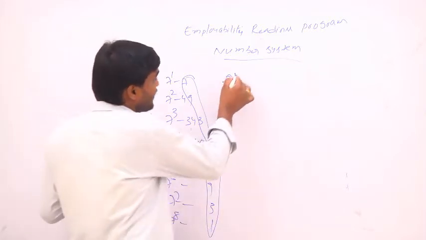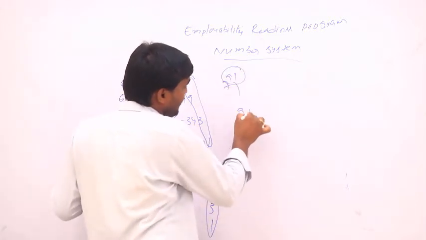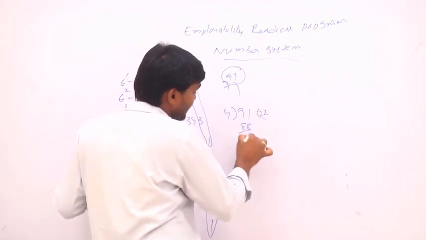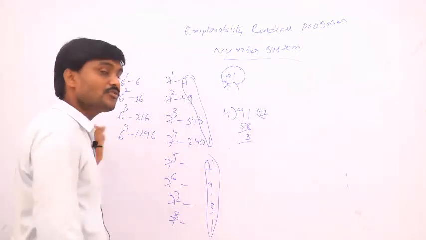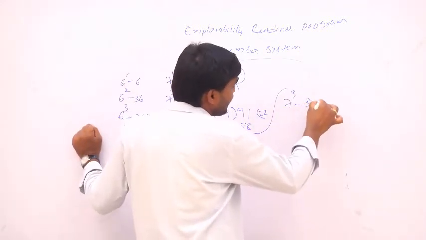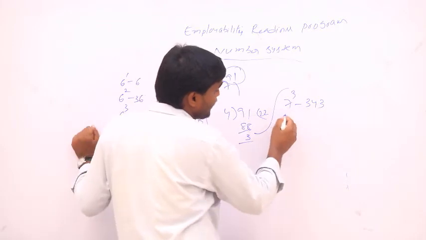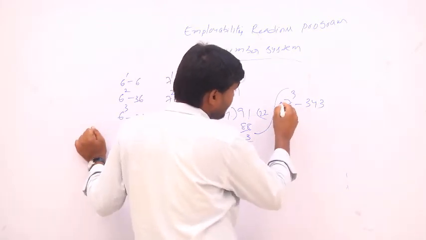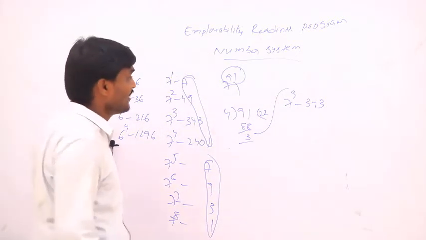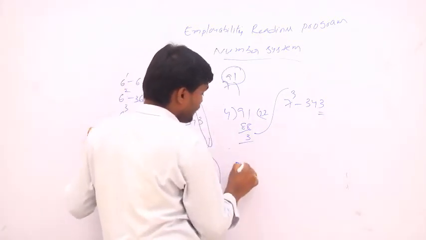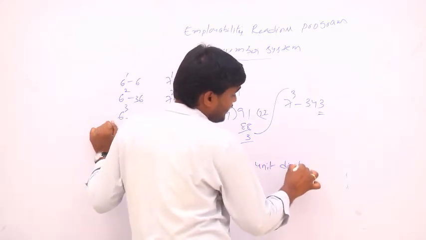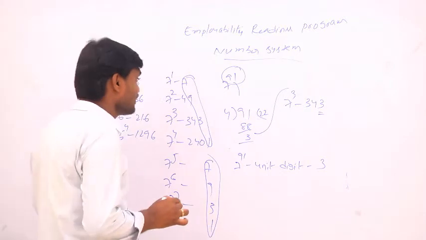That's why we take the power value 91 and divide by 4. 4 times 22 is 88. The remainder is 3. So the remainder is put in 7 cube, which is 343. So the unit digit of 7 power 91 is 3.